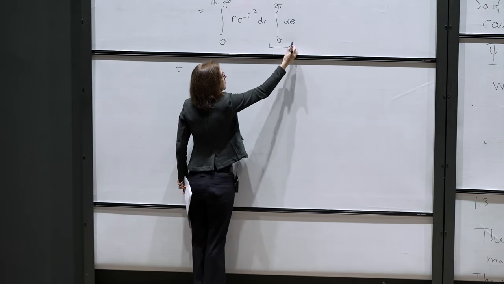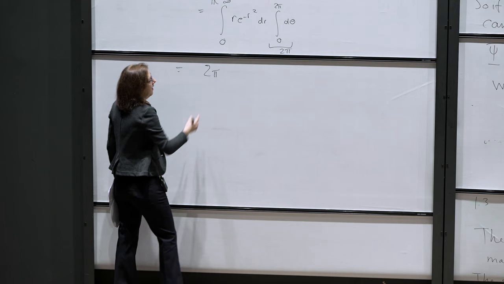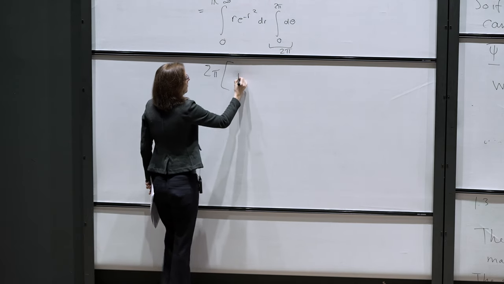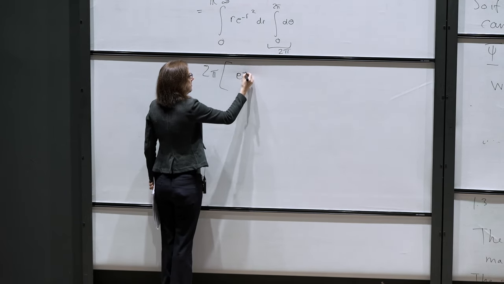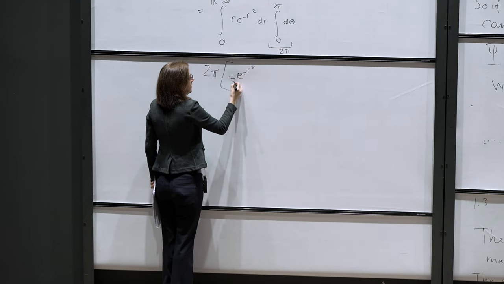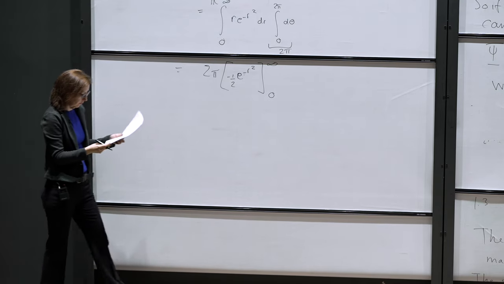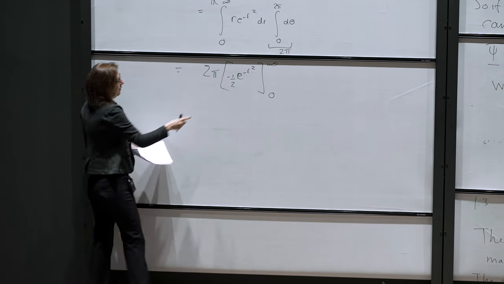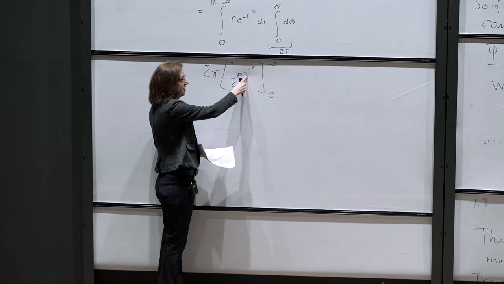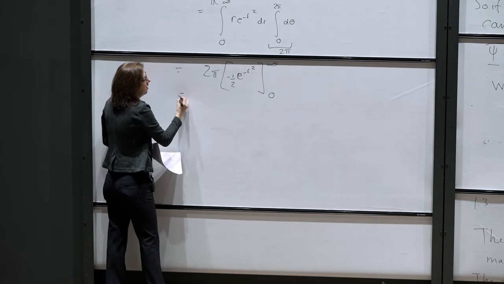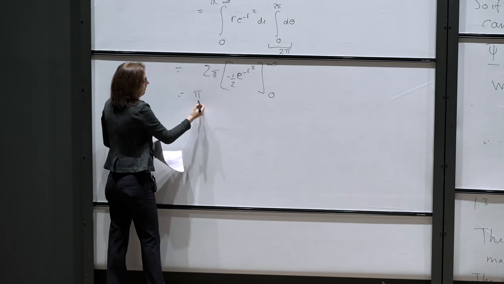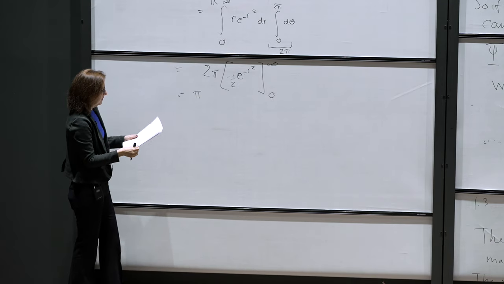This is a very straightforward integration, 2 pi. This becomes the integral from r, which becomes e to the minus r squared times minus a half between 0 and infinity. And then the upper limit gives you nothing because you get e to the minus infinity squared, so it's going to tend to 0. And you end up with pi. You just end up as pi as your answer.